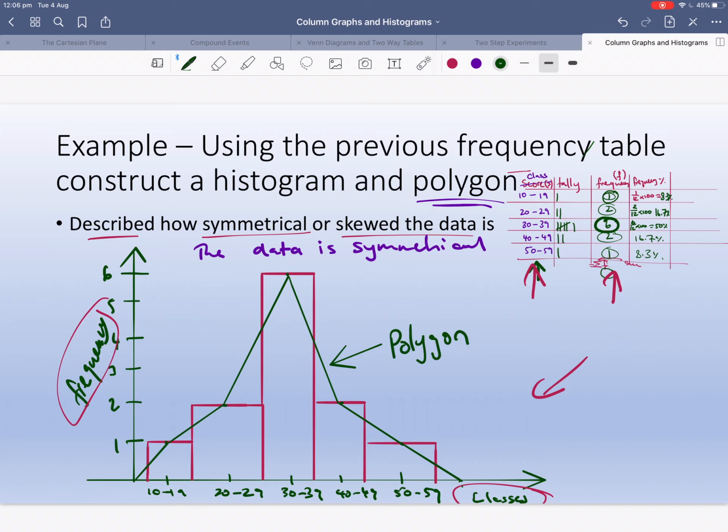So a polygon is a type of line graph that describes the same thing as a histogram. And this is a histogram. So the histogram is the red one.